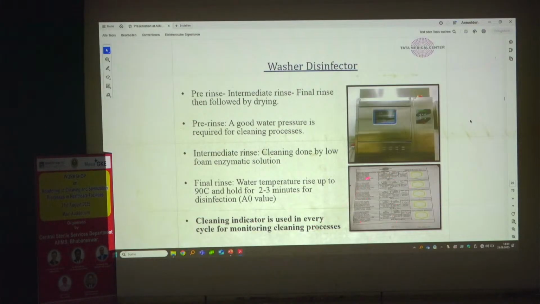This is our documentation system. The problem is that in the washer disinfector, there is no printout system. We have no printout in any of our documents, but we can collect the data from the USB and load it in the computer system. But a direct printout system, a thermal printing system, is not inside.